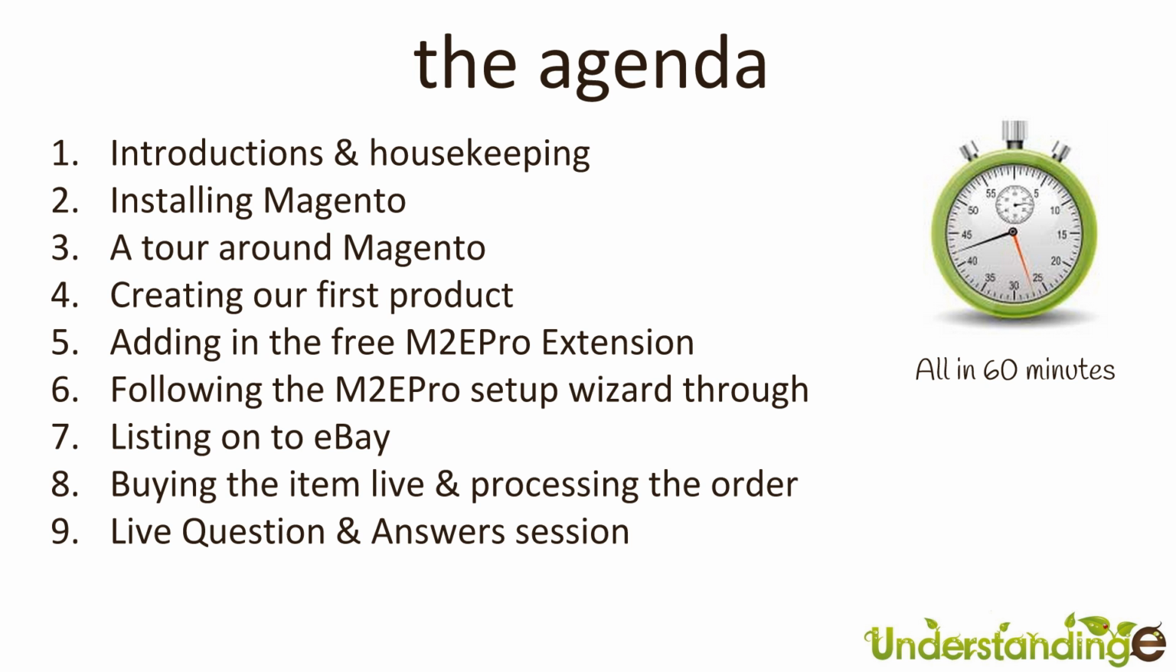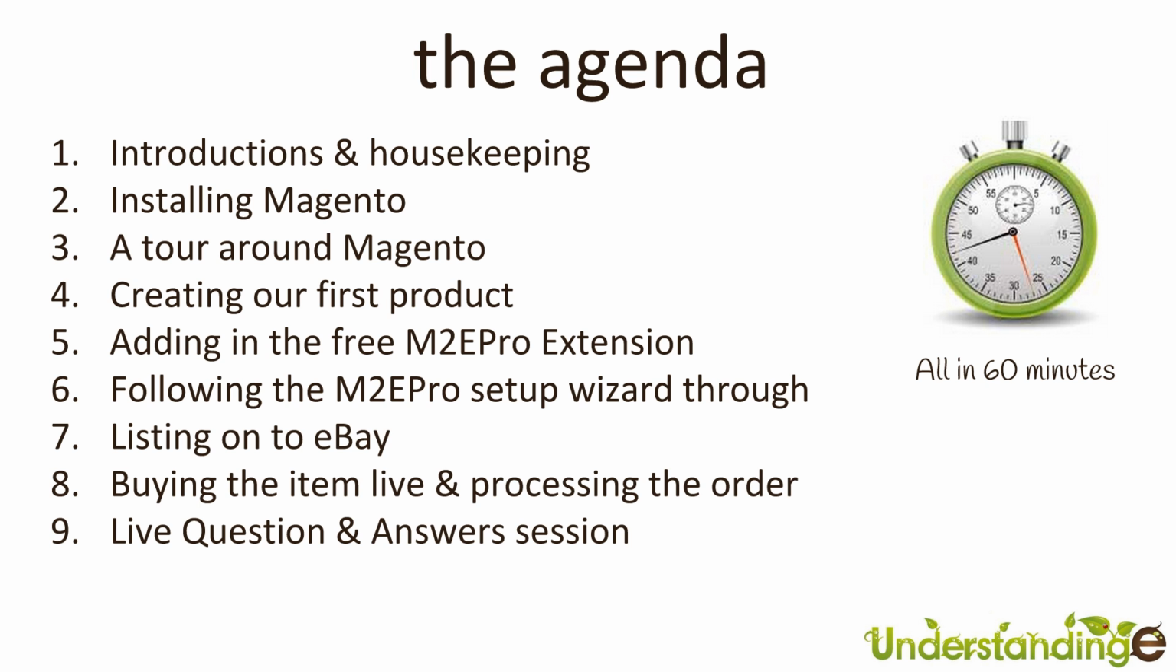We're going to install Magento from scratch, show you how easy that actually is. We're then going to give you a quick tour around Magento for the first time and look at the 3 main areas that we're going to be dealing with in this webinar. We're going to create our first product in Magento. And once that's complete, we're going to head over to something called Magento Connect and install the M2E Pro extension. Now, if you're not sure about a couple of those terms, don't worry, we'll cover those once we get there.